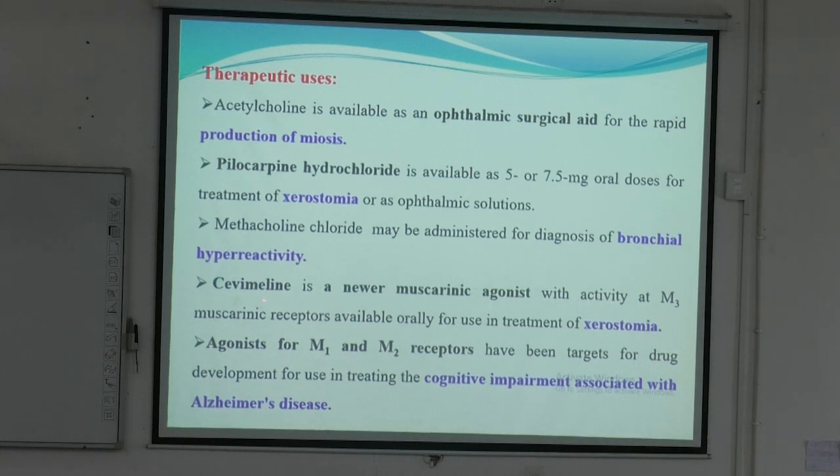Now this cevimeline is used. Cevimeline is a newer muscarinic agonist with activity at M3 muscarinic receptors, available orally for use in treatment of xerostomia. So cevimeline is a selective M3 receptor agonist which is orally used for the treatment of xerostomia. And agonists for the M1 and M2 receptors have been targets for drug development for cognitive impairment associated with Alzheimer's disease. This is under trial.